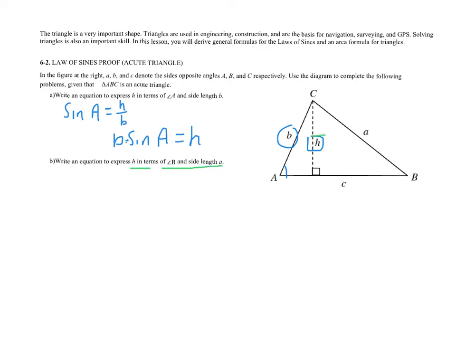Part B, write an equation to express H in terms of angle B and side A. So now I'm going to take H in terms of angle B, side A. Well, again, that's the sine function. So the sine of angle B has to equal opposite, which is H over A. Another way to write this, if I multiply both sides of the equation by A, is A times the sine of angle B equals H.